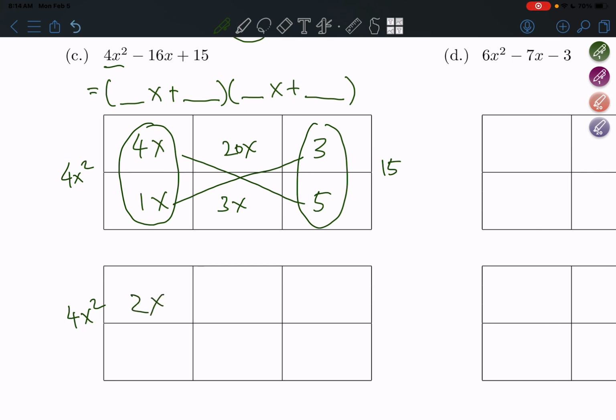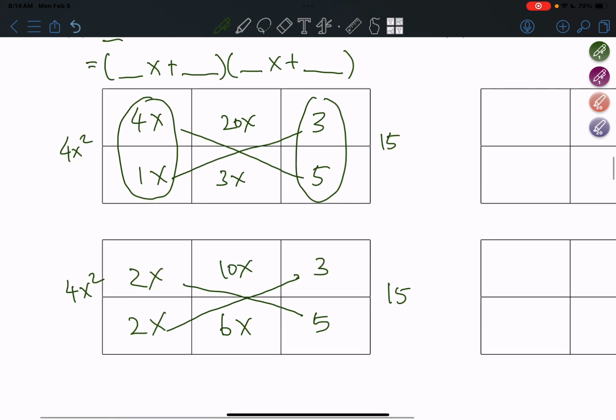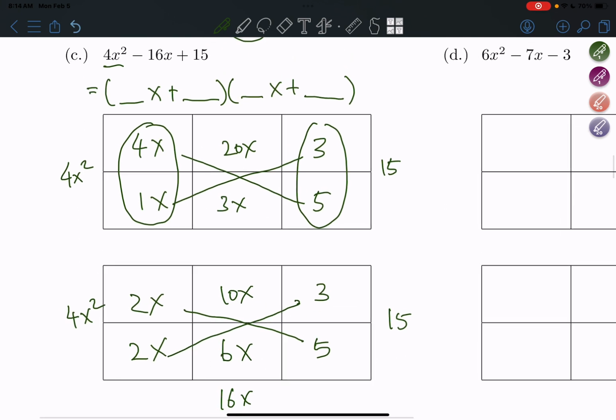So how about 2x and 2x? Once you do that, again, you can start choosing factors of 15. For the sake of example, let's again do a wrong one. Just 3 and 5, or you can try 1 and 15, whatever, because we know the answer to this. So you do 2x times 5 is 10x, 2x times 3 is 6x, and if you add that together, we get positive 16x, which is not the same as negative 16x.